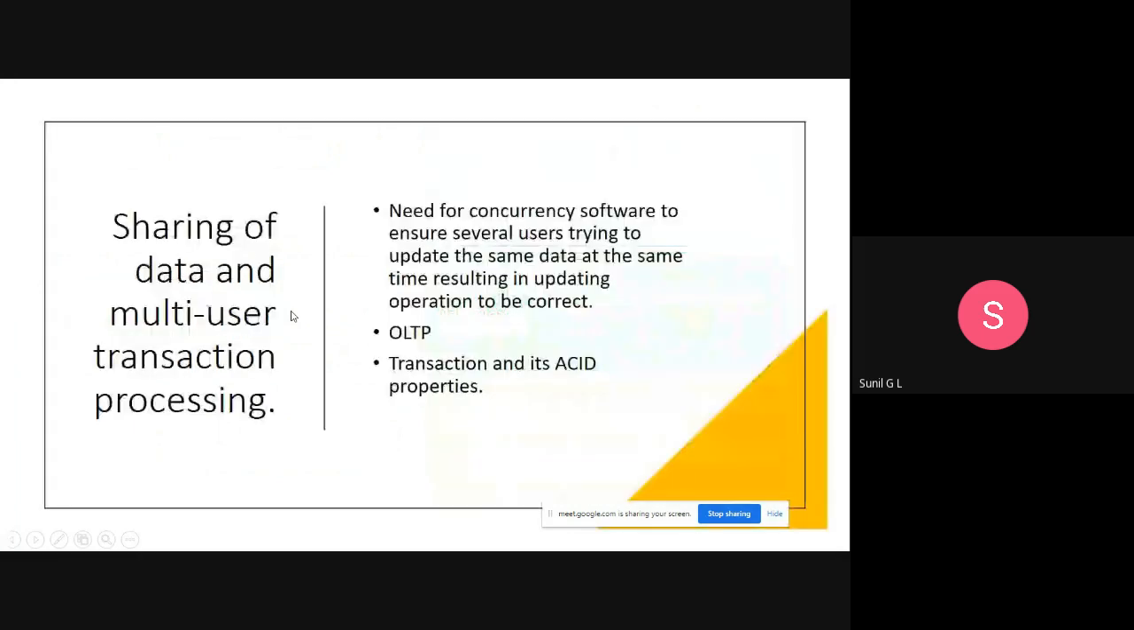The fourth one is sharing of data and multi-user transaction processing. Here the data is shared among multiple users, thousands of users. The data is shared, but concurrency control software ensures that when several users try to update the same data at the same time, the update results are correct.